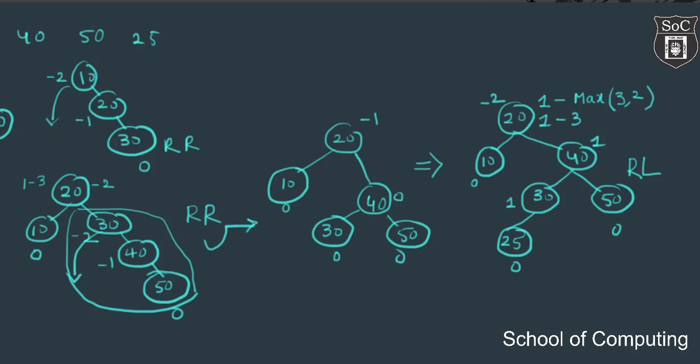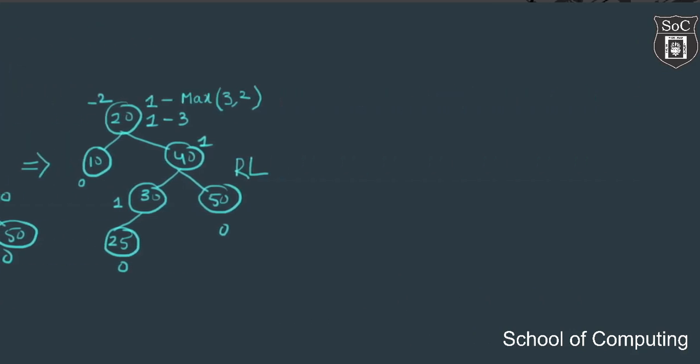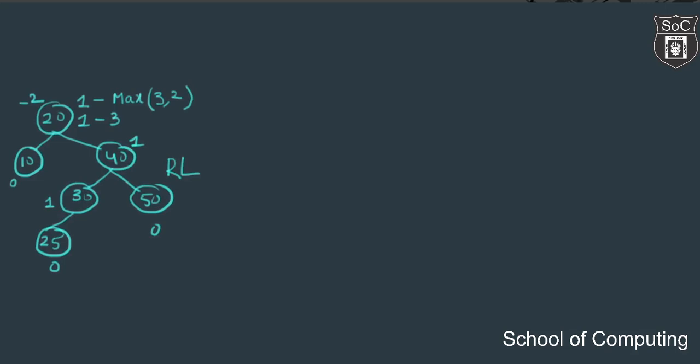And you know very well, when there is an RL problem, what needs to be done. This is an RL problem and I need to do 2 rotations. RL comes under double rotation. So for the RL problem, I will be doing 2 rotations. One is a right rotation on the successor and a left rotation on the imbalanced node.